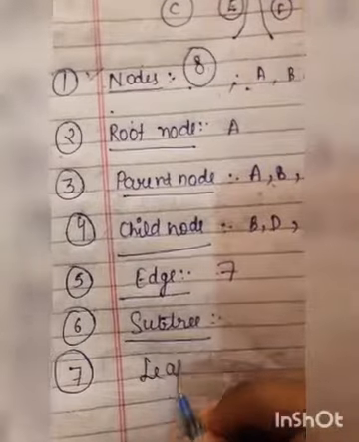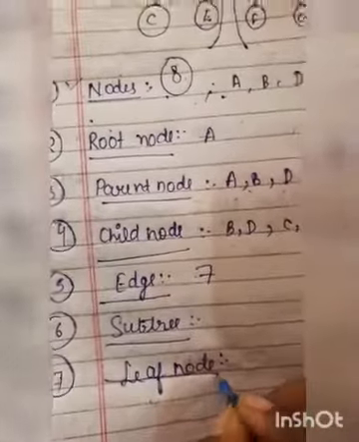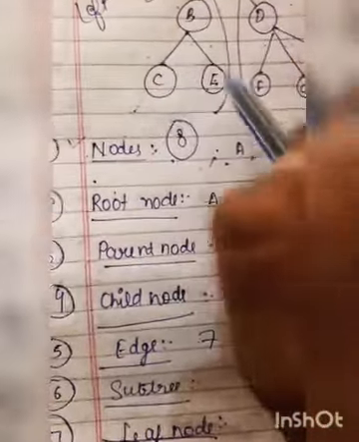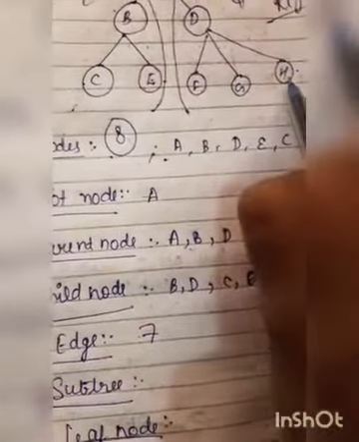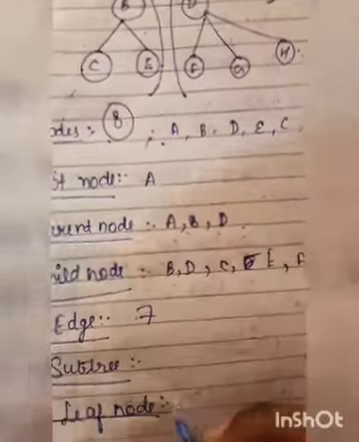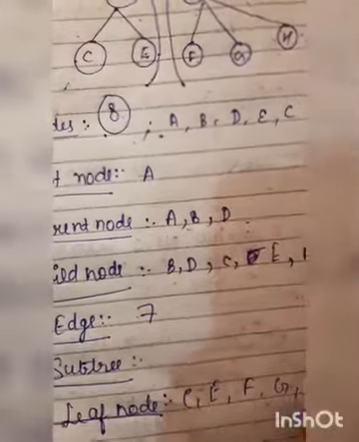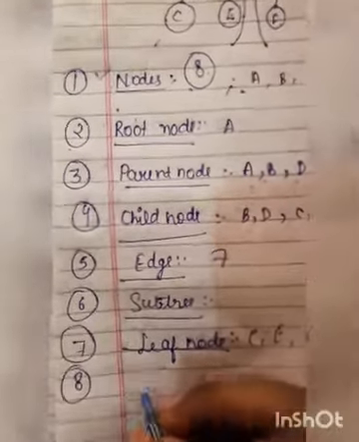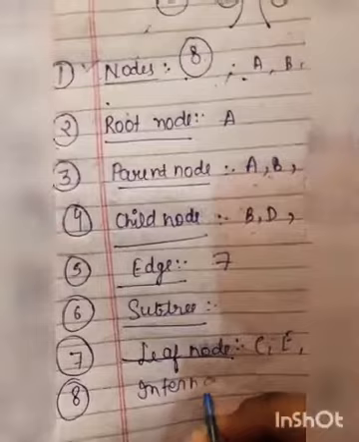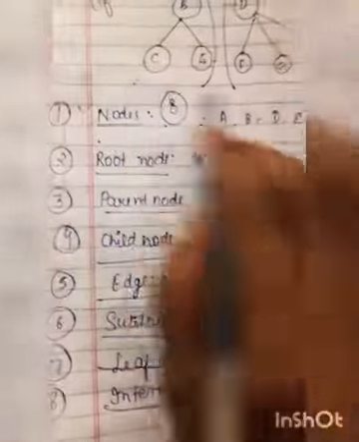Then leaf nodes. What is a leaf node? A node which has no further branch is called a leaf node. So C, E, F, G, H have no further branches, so they are the leaf nodes. Then come internal nodes. Apart from the leaf nodes, all the other nodes are the internal nodes.